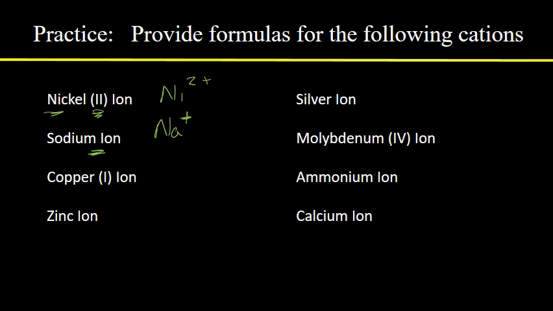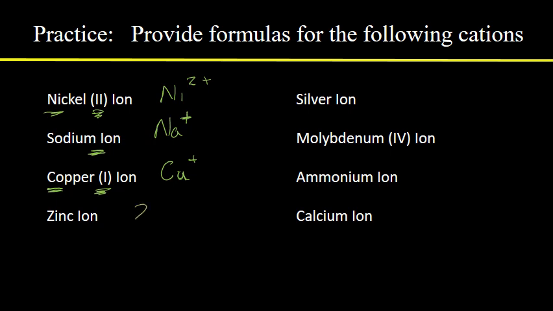Okay. Copper. First, we need to remember that copper is Cu and not Co, because Co is cobalt. Right? So there's copper. And because it's a transition metal, the charge is given to us right here. So we just have to take that and put it up here as a plus. So that's a copper 1 ion.